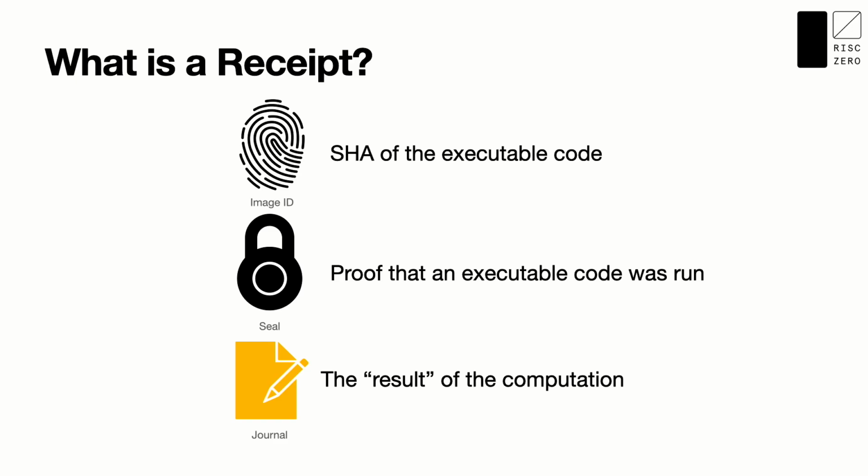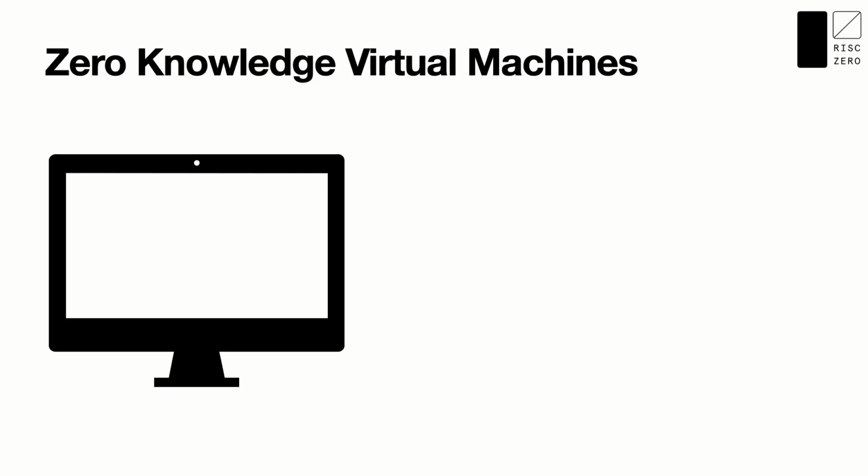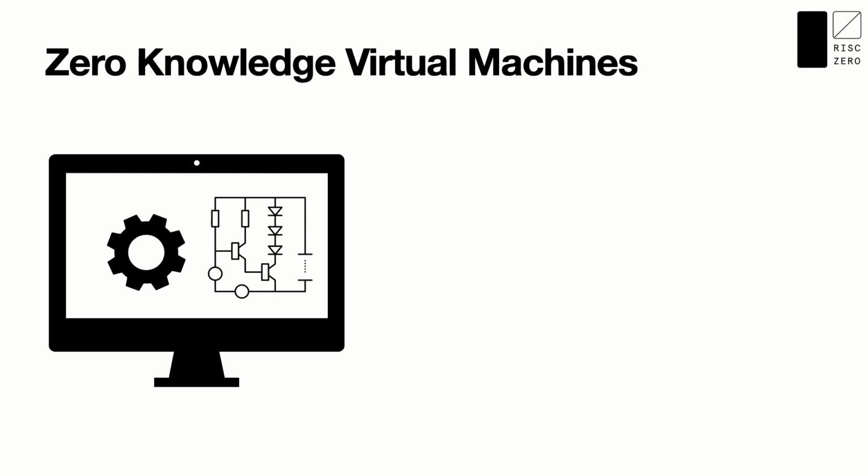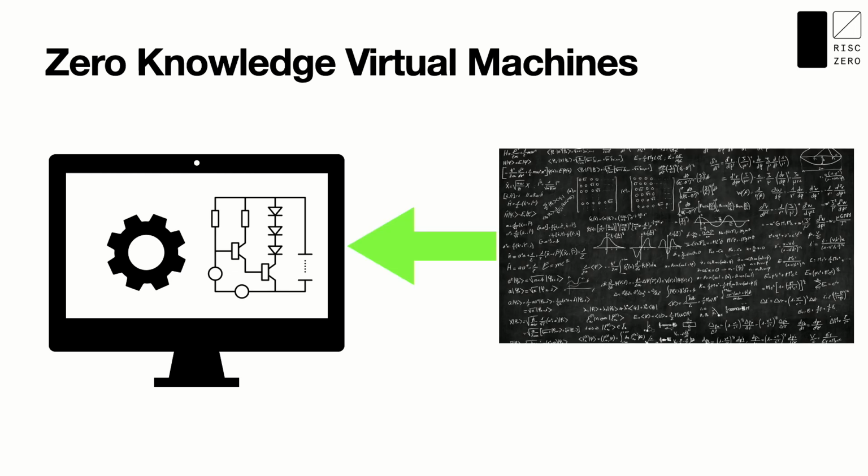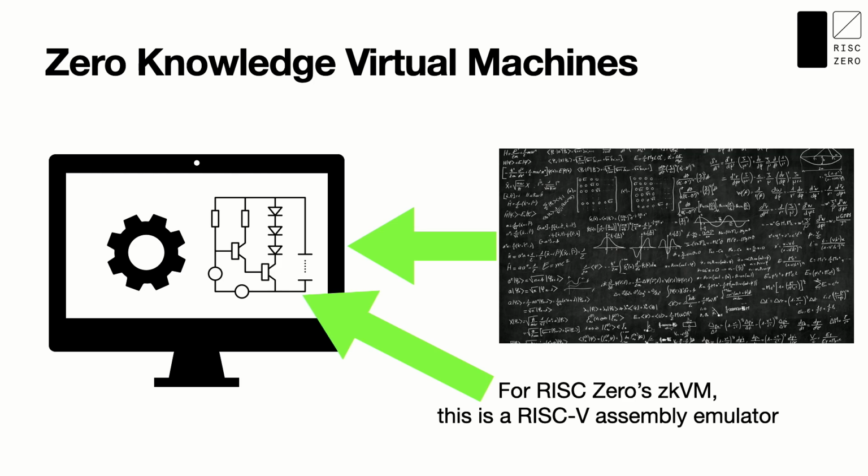Now let's take a closer look at the zero-knowledge virtual machines. Like many virtual machines, there are a lot of things such as memory and whatnot, but one of the major differences between a regular virtual machine and a zero-knowledge virtual machine is that it has a circuit. And this is where all of the complicated mathematical concepts used to enable zero-knowledge proofs lie in this system. And in particular, for RISC Zero, this circuit implements a RISC-V assembly emulator.